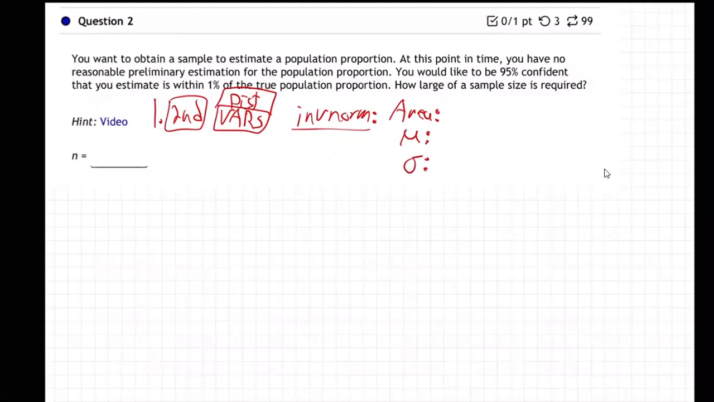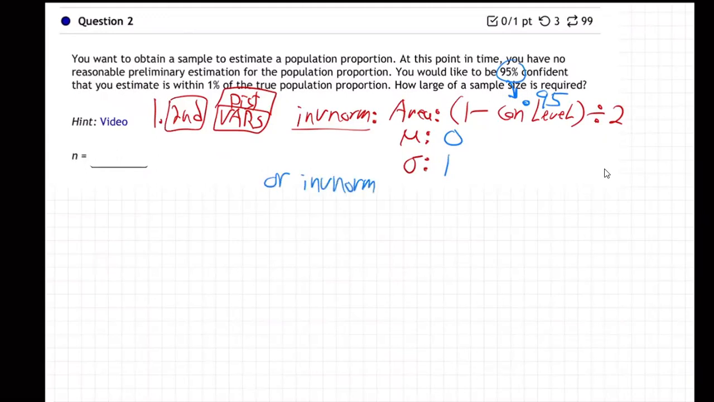mu, sigma. And so the area is going to be parenthesis 1 minus 0.95, or whatever your confidence level is, divided by 2. And mine is 0.95. You've got to take that and make it a decimal, 0 and 1. Or if you have the old kind of calculator, like my handheld is, then in the parenthesis you'll go 1 minus confidence level divided by 2, comma 0, comma 1, like that, if you have the old kind.